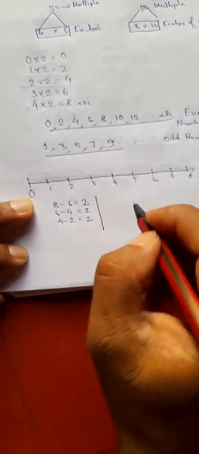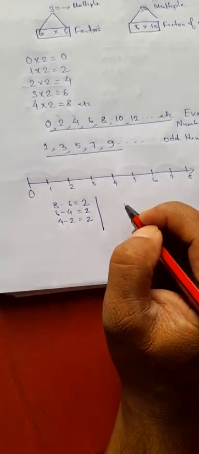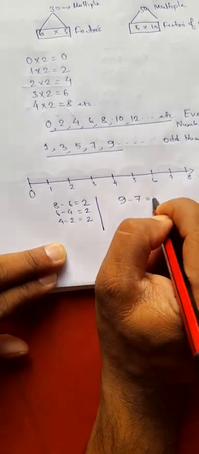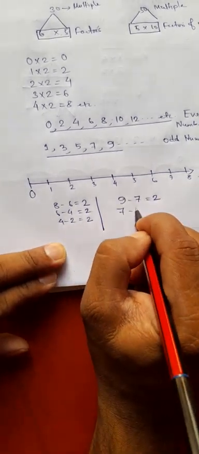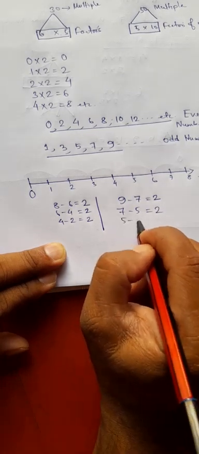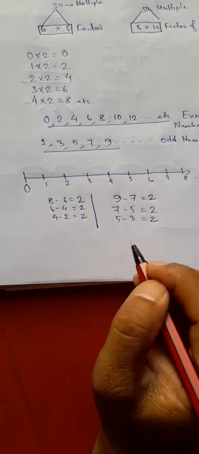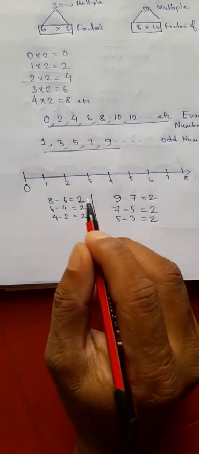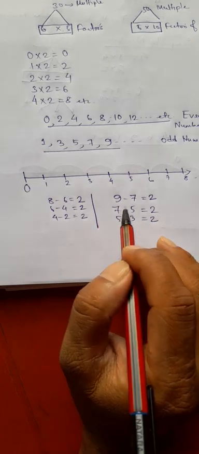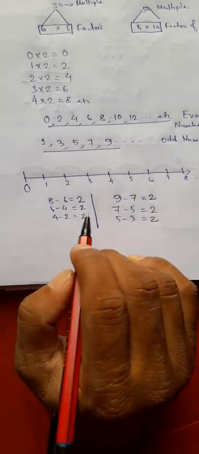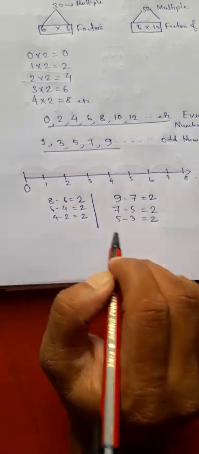The same way we can find the difference between a pair of successive odd numbers. Say for example 9 minus 7 equal to 2, 7 minus 5 equal to 2, 5 minus 3 equal to 2. So even numbers and odd numbers are equally spaced, meaning the interval is the same. The difference between a pair of successive odd numbers is also 2, and the difference between a pair of successive even numbers is also 2. Now why is 0 even and why is it not an odd number?